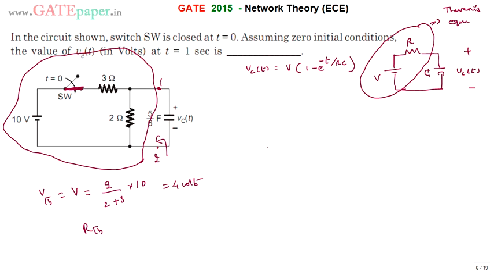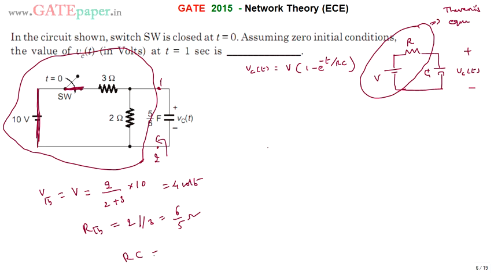And RTH, Thevenin's resistance, can be calculated by neglecting the voltage sources and current sources. If a voltage source is present, it has to be short circuited, because neglecting the voltage source means 0 volts, and 0 volts is nothing but a short circuit. If there is a current source, it must be open circuited, because a current source is 0 only when open circuit. So by short circuiting this voltage source, you can see these two resistances are in parallel. So this is 2 parallel 3, which is nothing but 6 by 5 ohms.